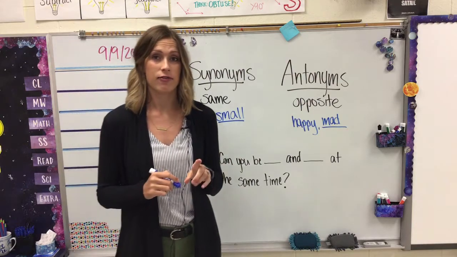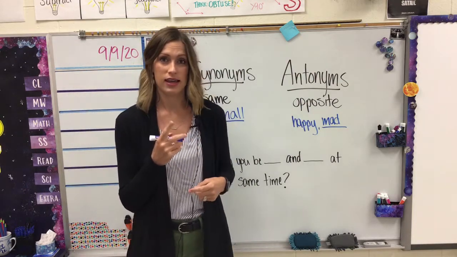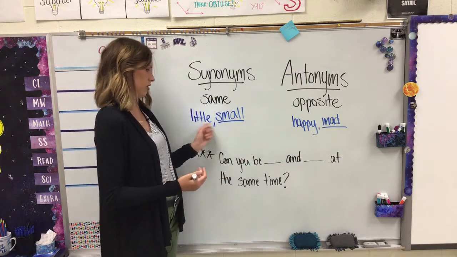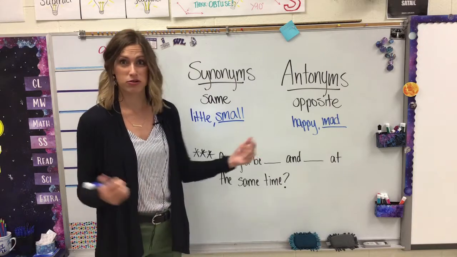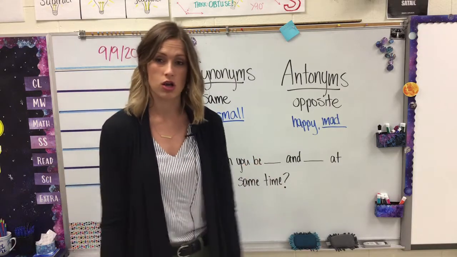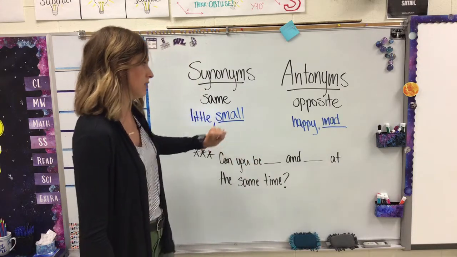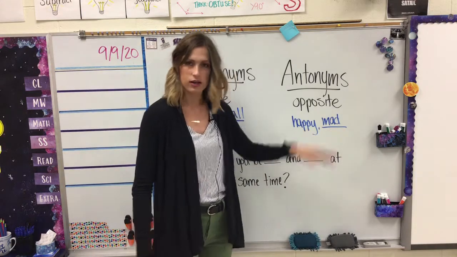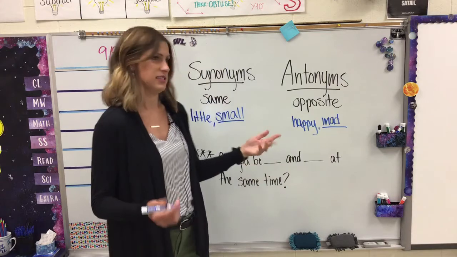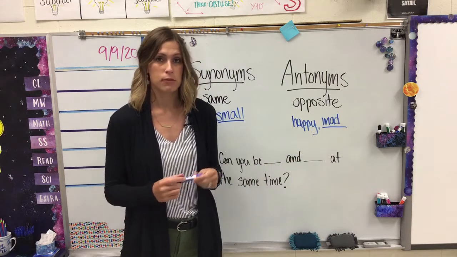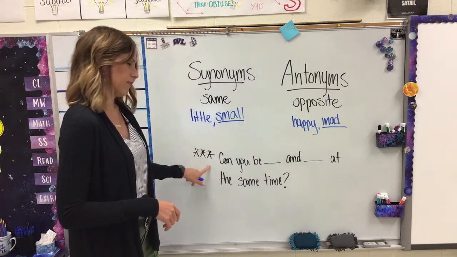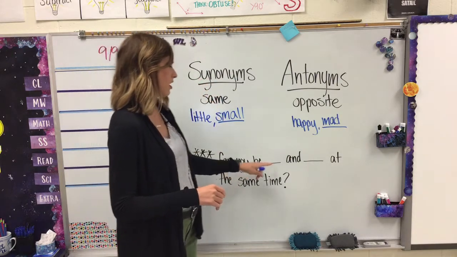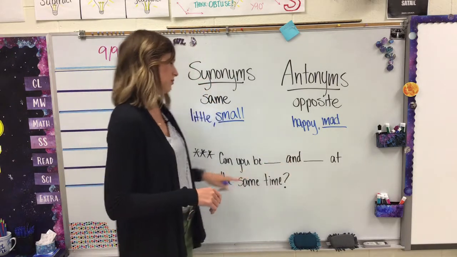Now, it's not like every word only has one synonym or one antonym. You could have a whole list of them. Okay? Small, little, tiny, microscopic. All of those are synonyms. Same thing with antonyms. An antonym of happy could be mad, could be angry, all sorts of different things. Could be sad. All right? So, here's a little tip for you. When you're thinking about these, think, can you be blank and blank at the same time?